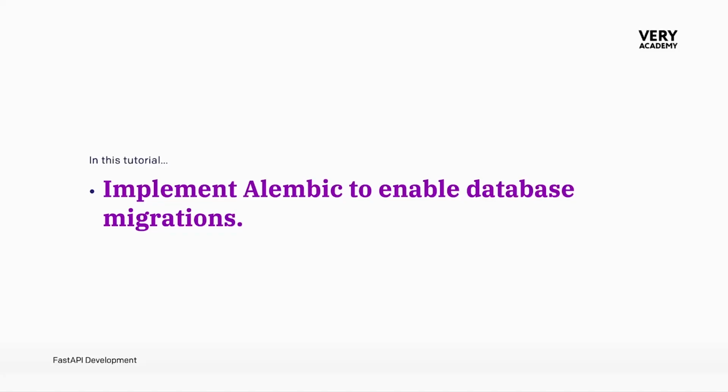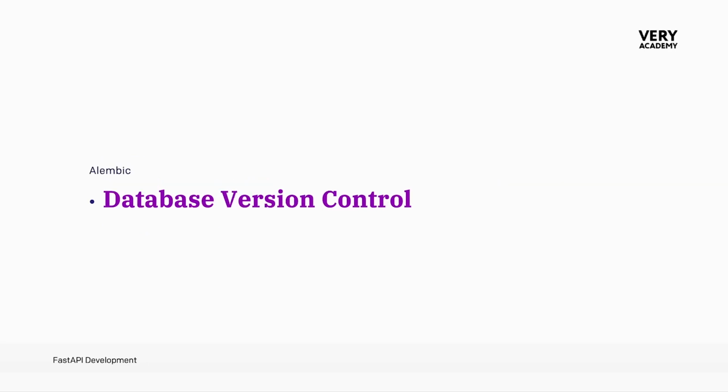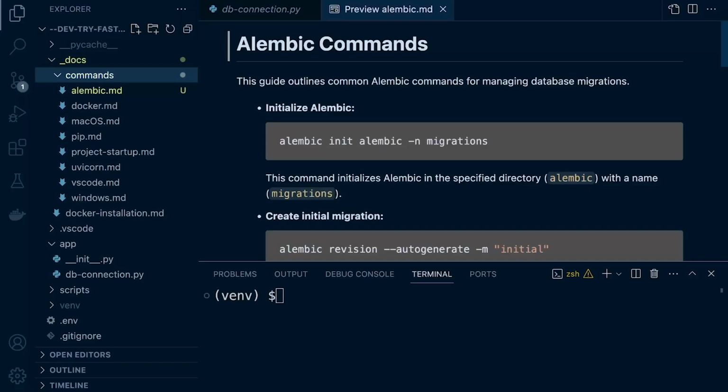As part of our setup, we are going to implement Alembic. So Alembic is a lightweight database migration tool, typically utilized with SQL Alchemy. Alembic will provide all the tools to allow us to keep track of the changes to our database schema over time. So by using migrations, we can record the changes made to the database schema in a version-controlled manner. And this can make it easier to manage changes, roll back to previous versions if necessary, and collaborate with other developers. You will find documentation for Alembic in the docs commands folder.